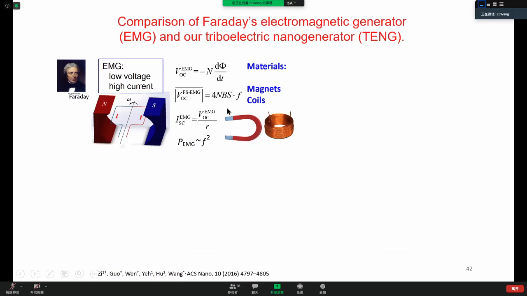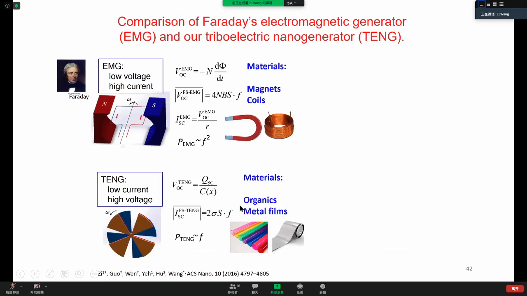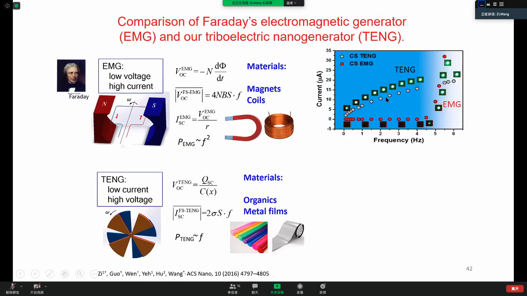This is the electromagnetic generator. The power output is proportional to the square of the frequency. It uses magnets and coils. This is the traditional technology. You cannot change it, over 180 years. What we do here is linear with frequency. Therefore, we use polymer materials, organic materials for mechanical energy harvesting. The fundamental difference is that at low frequency the electromagnetic generator has very little output, but ours is many times higher.